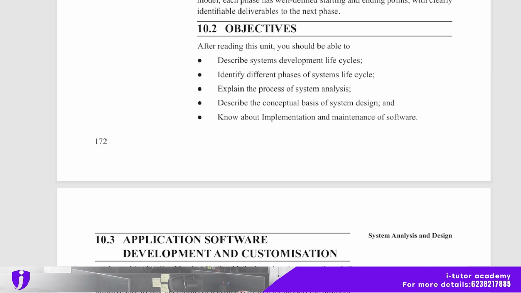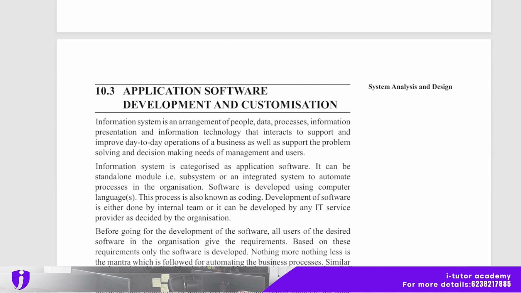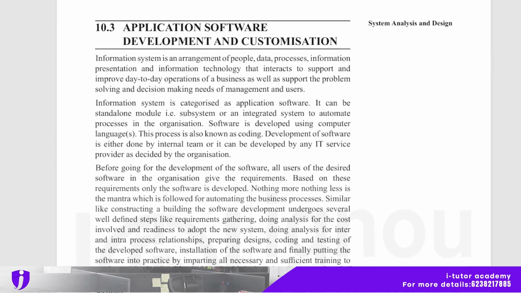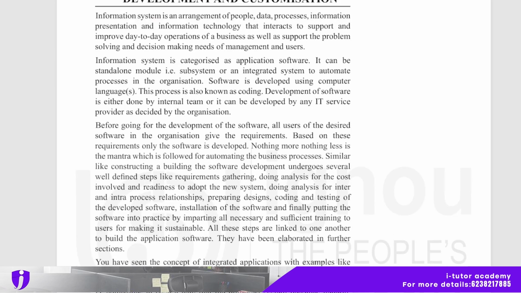And next is application software development and customization. An information system is an arrangement of people, data, processes, information presentation and information technology that interact to support and improve day-to-day operation of a business, as well as support the problem solving and decision making needs of management and users. Information system is categorized as application software, and it can be a standalone module, subsystem or an integrated system to automate processes in the organization. Software is developed using computer languages. This process is also known as coding.